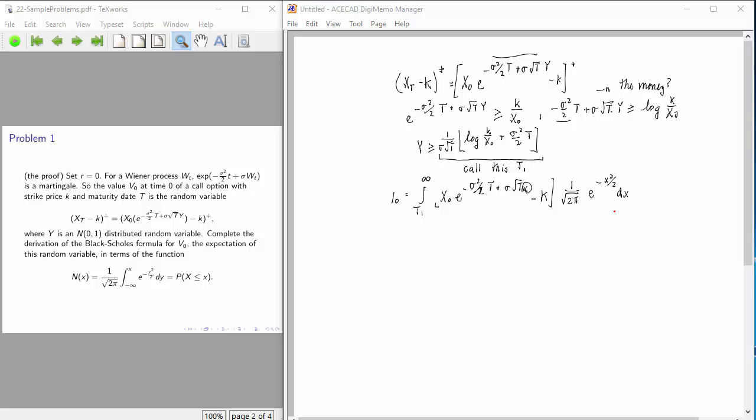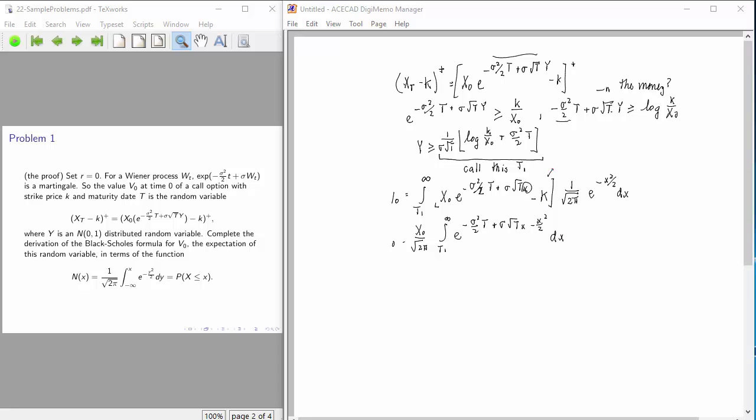Okay, now we're going to split this into two pieces. The first part is excluding the minus k bit. So I've got x0 over the square root of 2 pi times the integral from t1 to infinity of something that looks messy but is actually going to turn out to be quite manageable. And if you look at this as I write it out, you might say, hey, isn't that a complete square? Yep. So that's the first part.